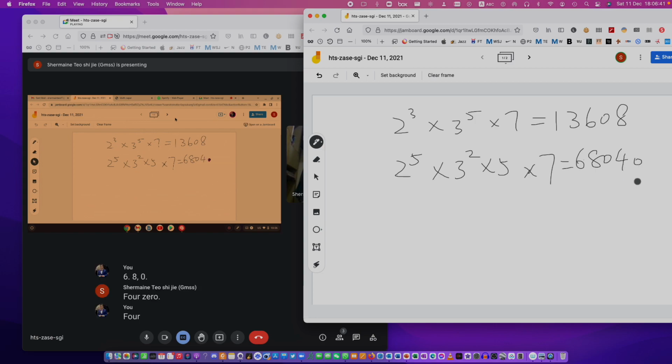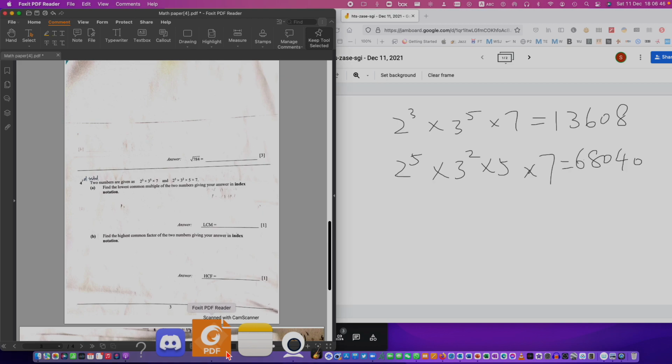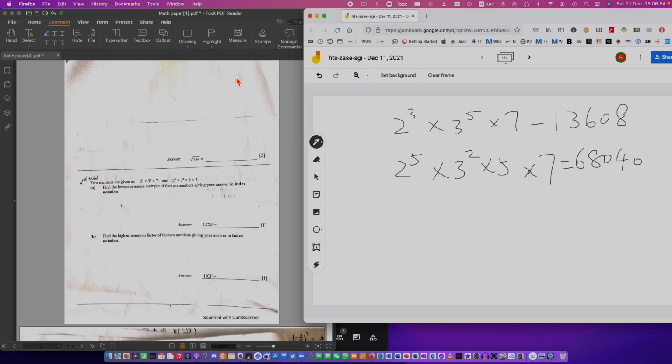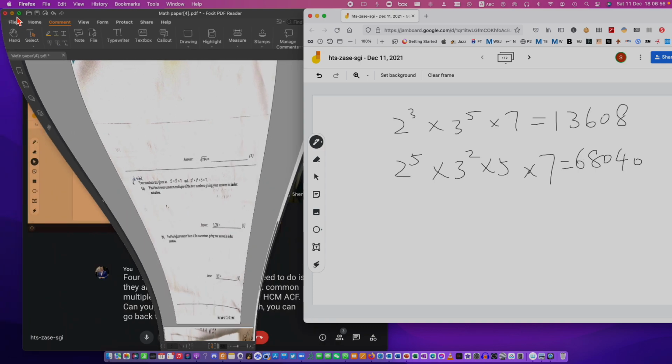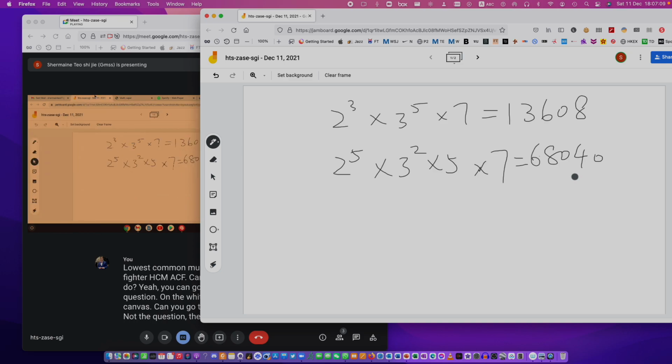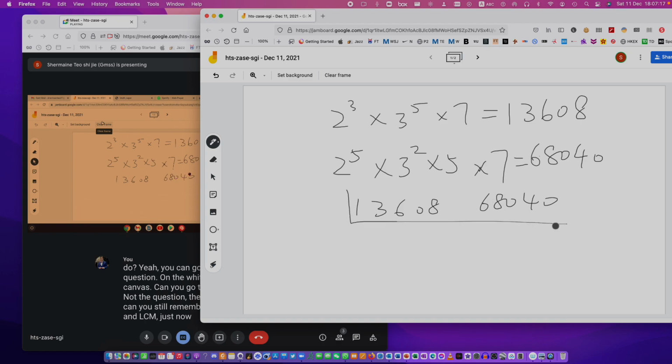Okay, good. So what you need to do is, they are asking you to find the lowest common multiple, and then they are asking you to find the HCF. Can you still remember how you do? Can you go to the white canvas, not the question, the white canvas? Can you still remember how you find the HCF and LCM just now? You do this, right?